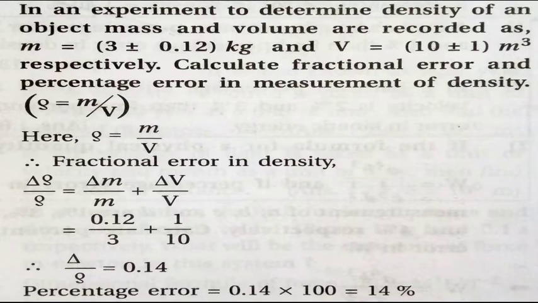So it is equal to 0.12 upon 3 plus 1 upon 10. So delta rho upon rho is equal to 0.14. So percentage error is equal to 0.14 into 100, is equal to 14 percent. Now another example we are taking.